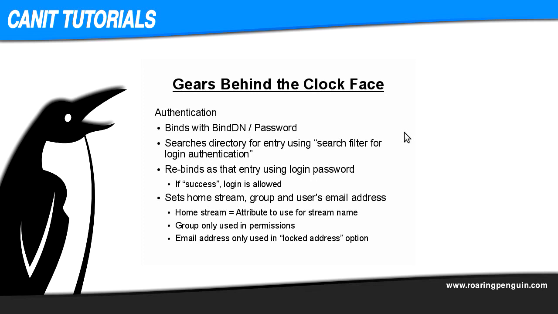When a user logs in, CanIt wants to know 3 things. First, what stream does the user have access to? We use whatever attribute value the entry's attribute to use for stream name variable has. If there isn't one, we use the login given at the web interface. Next, if it exists, we set the user's email address from the attribute containing user's email address variable. This email address is currently only used for the locked address feature. Finally, if it exists, we set the user's groups from whatever attribute value the entry's attribute containing group names variable has. Groups are currently only used for permissions.